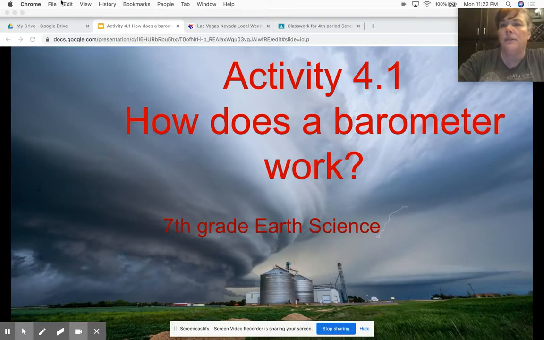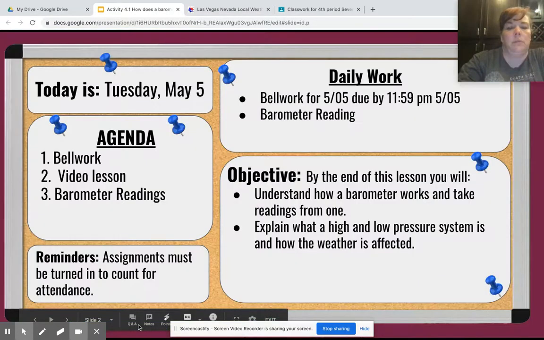Hi, 7th grade. So today we are going to be doing activity 4.1 and we're going to be learning how a barometer works. Last week we made barometers. You either made it out of a tin can like this one, or you made it out of a bottle. Whatever one you made, you do need it because you're going to be using it all week. Okay, so let's go on to our next slide.